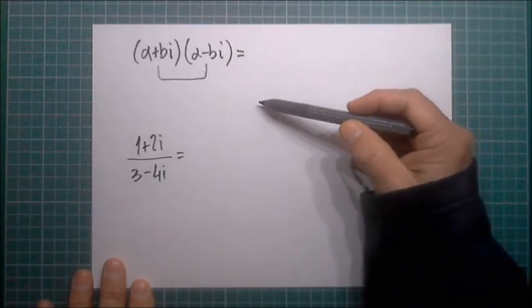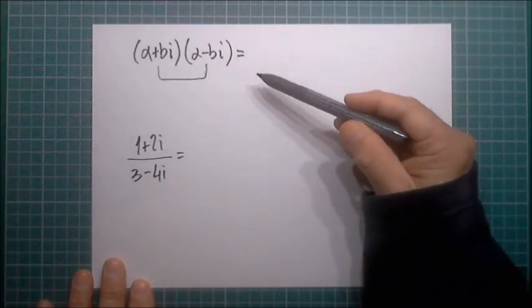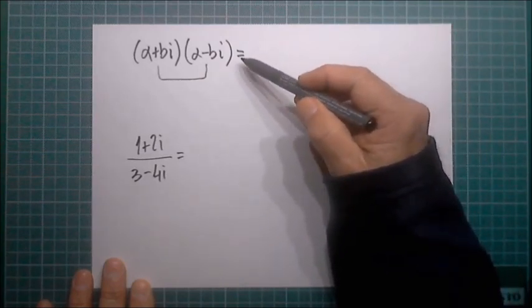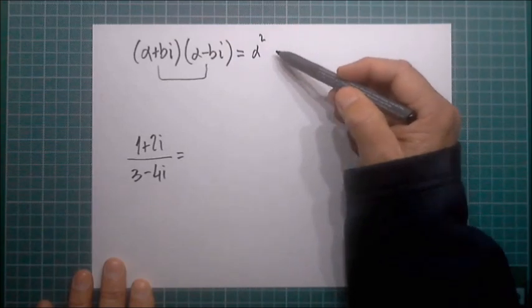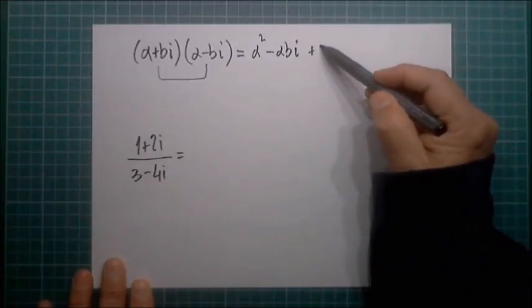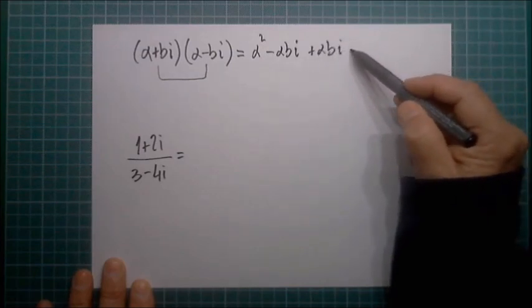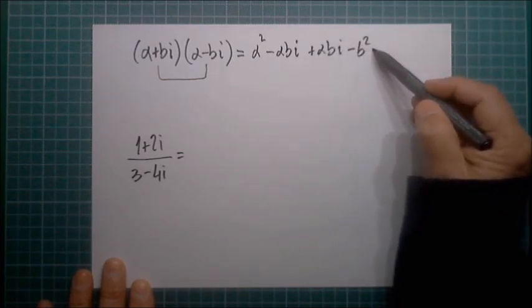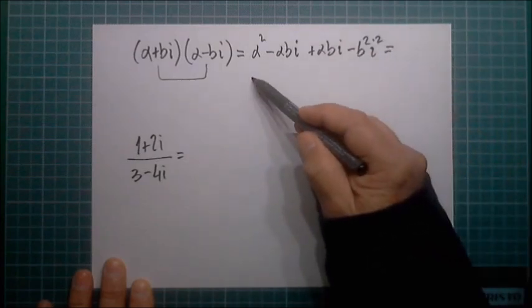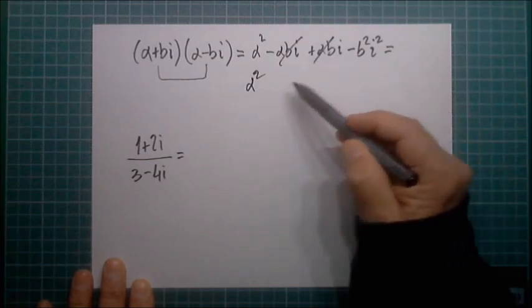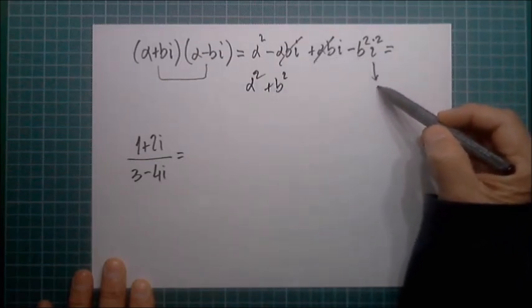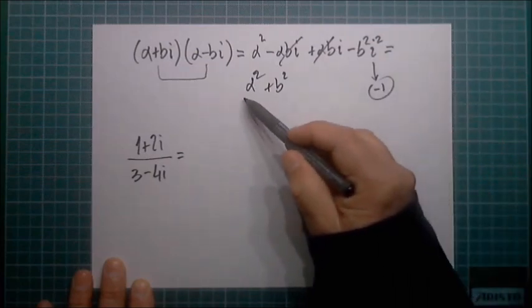What happens if we multiply these two complex conjugate numbers? So we have a times a, a squared, minus abi plus abi, following the distributive law, minus b squared i squared. And what we finally have here is this. These two go away, so a squared plus b squared. Remember that i squared equals minus 1. So this is always the result here.